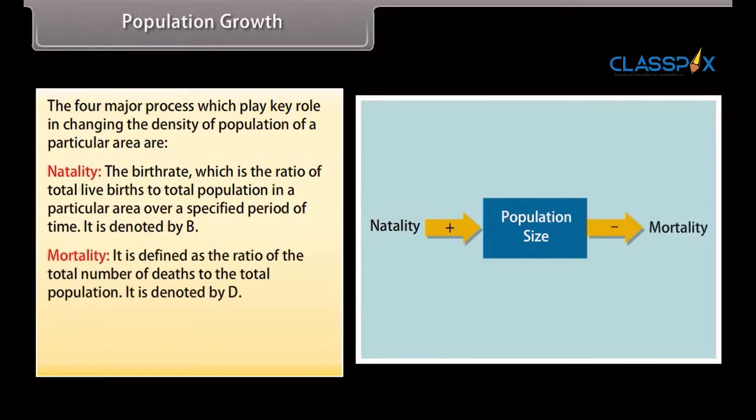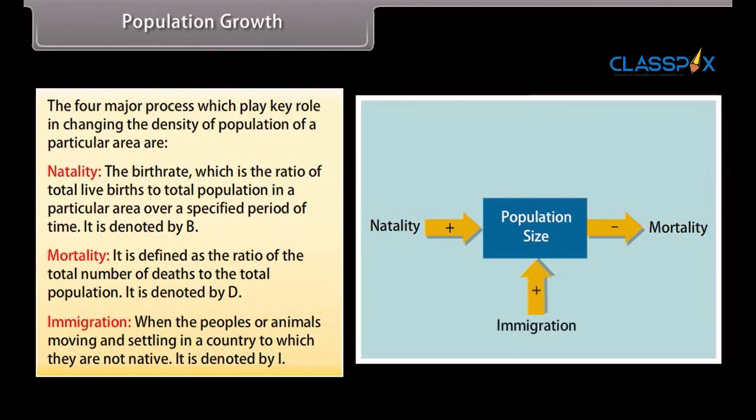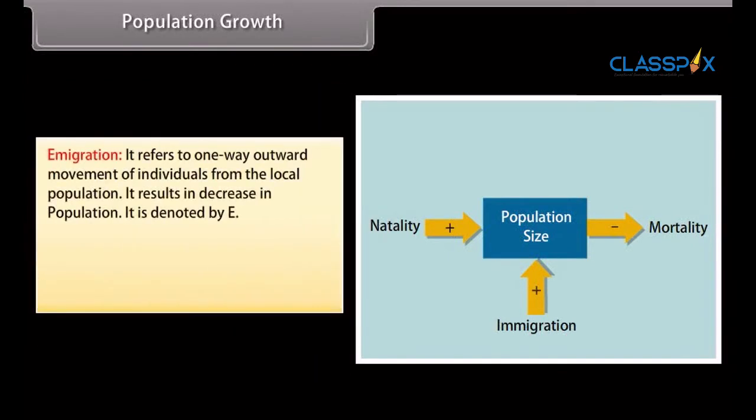Mortality. It is defined as the ratio of the total number of deaths to the total population. It is denoted by D. Immigration. When people or animals move and settle in a country to which they are not native, it is denoted by I. Emigration. It refers to one-way outward movement of individuals from the local population. It results in a decrease in population. It is denoted by E.